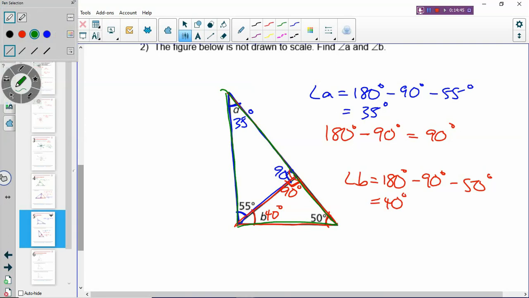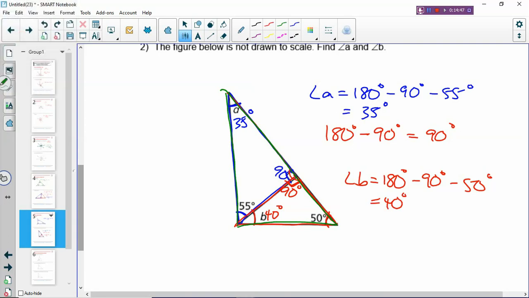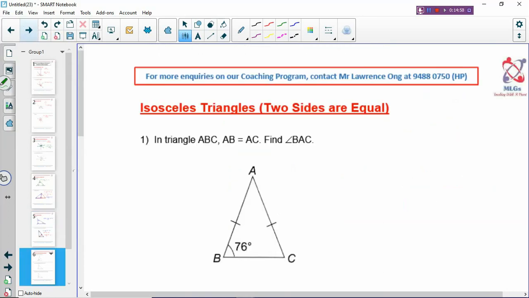So you can see it's quite easy, right? If you see a right angle triangle, how do you recognize that? If there's a square box or if the question says so, then that is a right angle triangle. Okay, let's move on to another property.